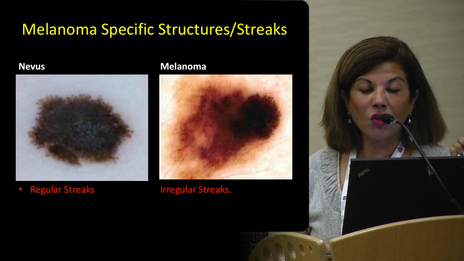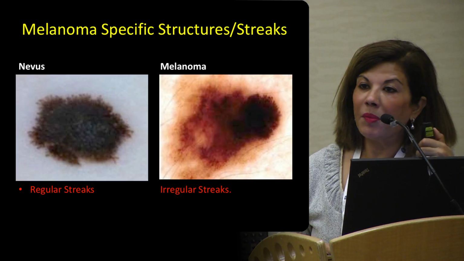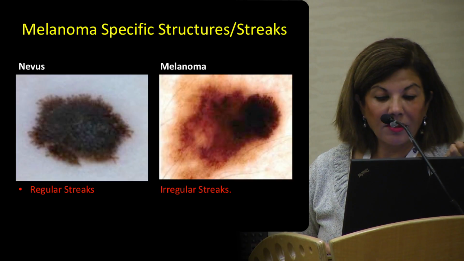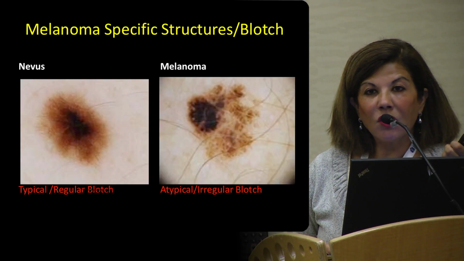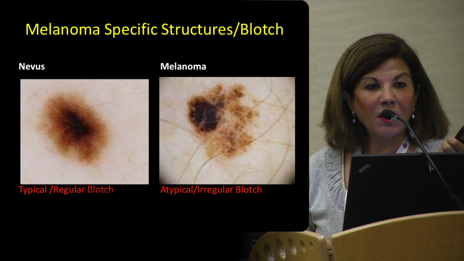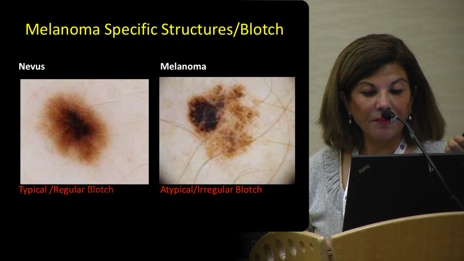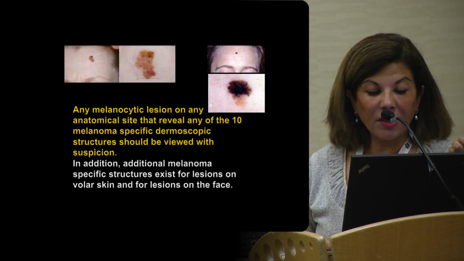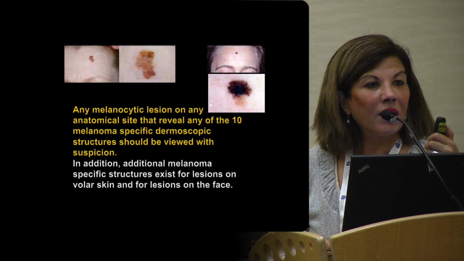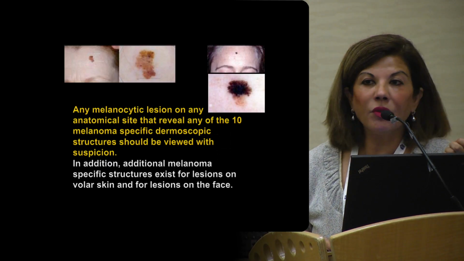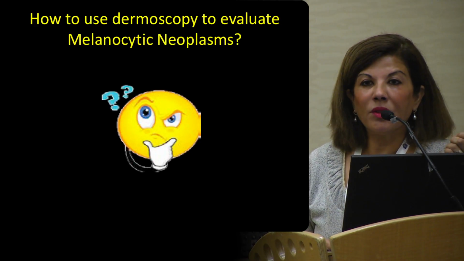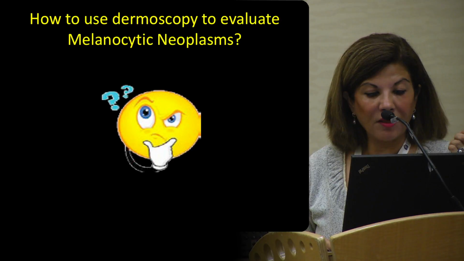A streak is a melanoma-specific structure, tends to be peripheral and focal in a melanoma, and regular in a nevus. A blotch is a melanoma-specific structure, tends to be atypical and irregular in a melanoma, and benign in a nevus. So any melanocytic lesion on any anatomical site that displays one of the 10 melanoma-specific structures should be viewed with suspicion. So how do we use dermoscopy to evaluate melanocytic neoplasms?